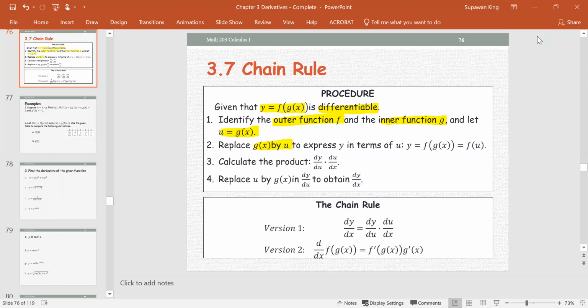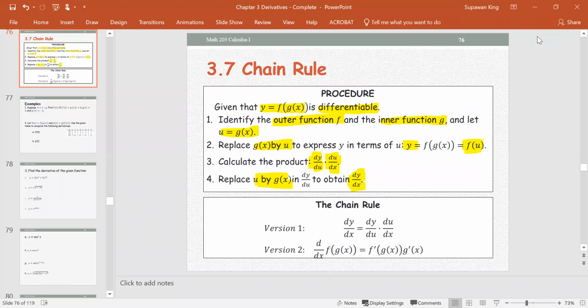Express y in terms of u as y equals the function f of u. Step 3. Calculate the product dy by du and du by dx. Step 4. Replace u by g of x in dy by du to obtain dy by dx, which is the last step.